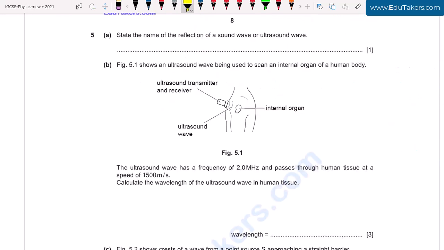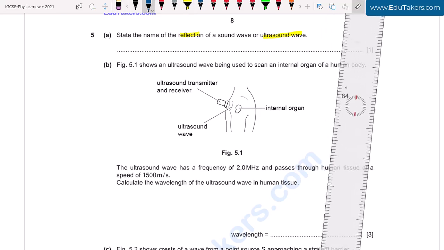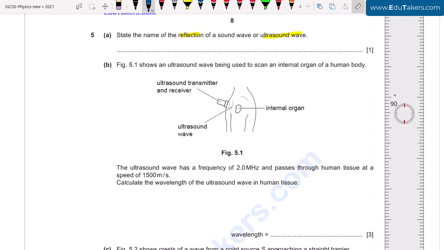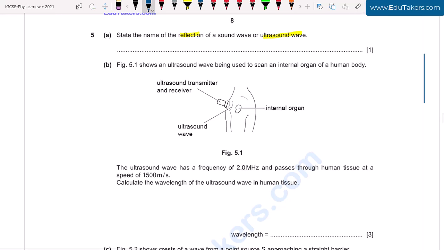Question number 5, part A. State the name of reflection of sound wave or ultrasound wave. So first of all, we have to know about the reflection. If I consider that it's the boundary, and a sound wave coming in this direction falls on the boundary, then it comes back but the direction is opposite. So the coming back of the sound wave after striking the barrier is known as reflection of sound, and the other name for this is echo.